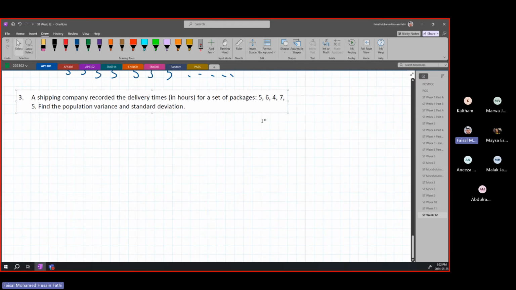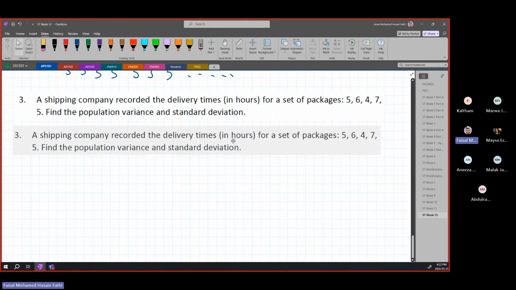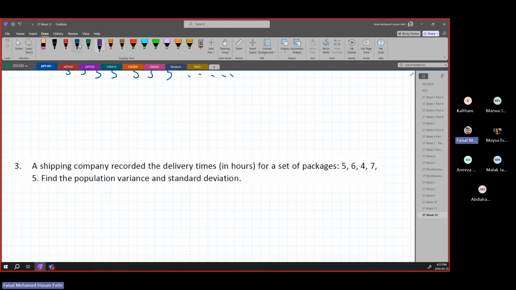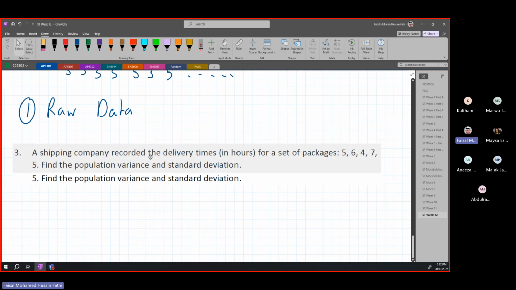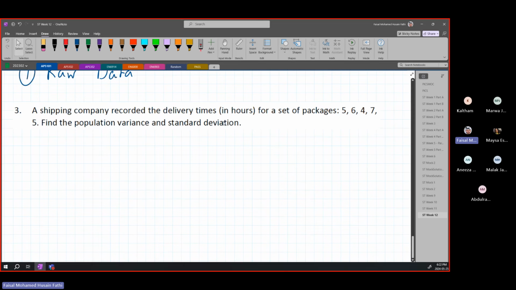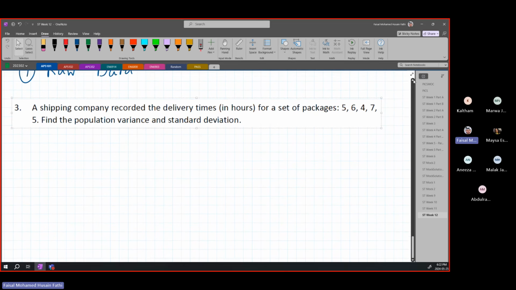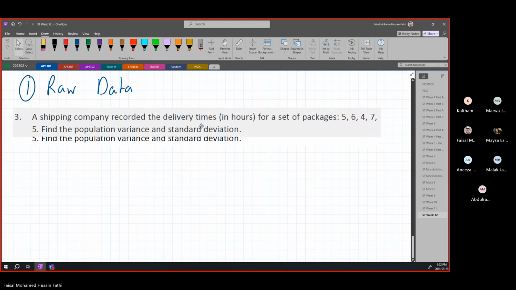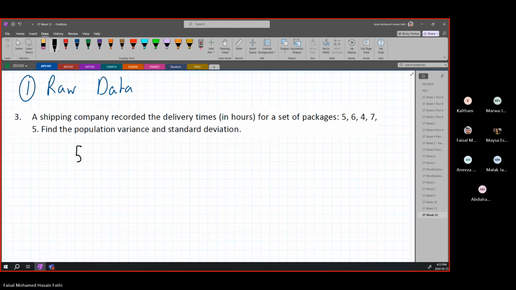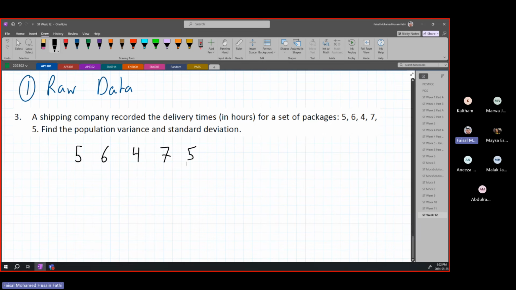So if I want to explain it using this example, this is the case of raw data. When we are given raw data, in this case, we are given a very specific set for the packages, for example. So we're given 5, 6, 4, 7, and 5.